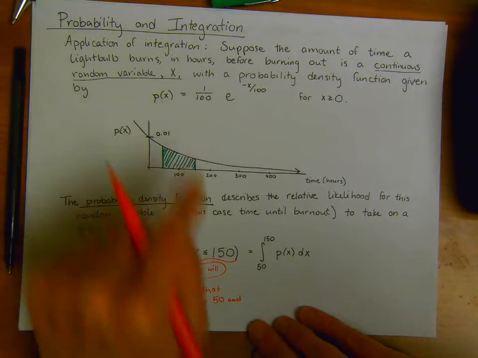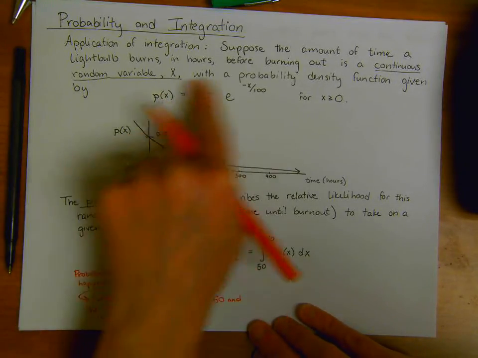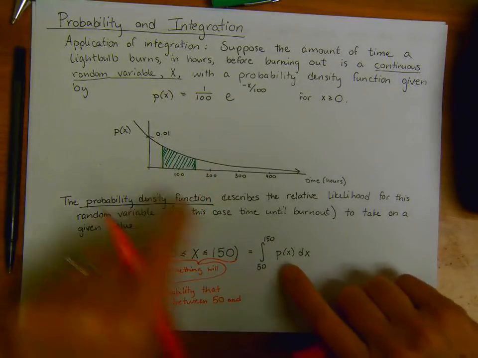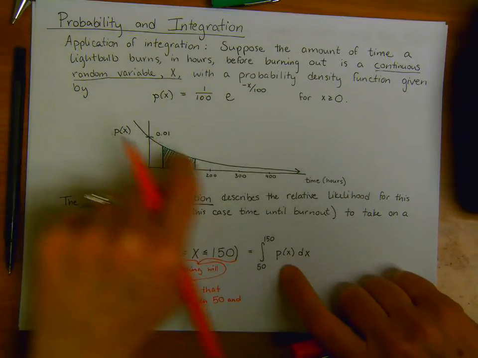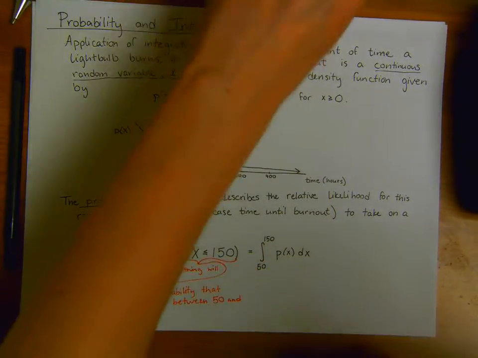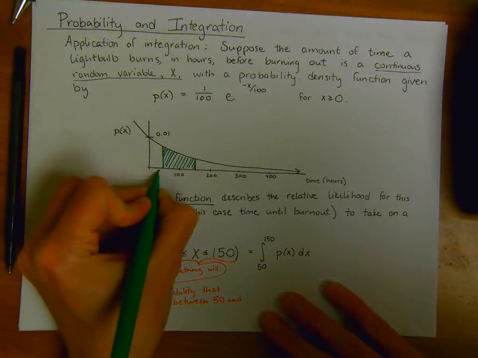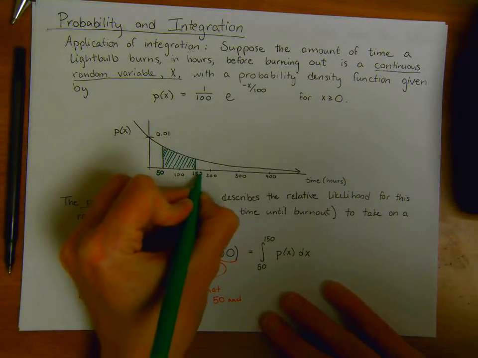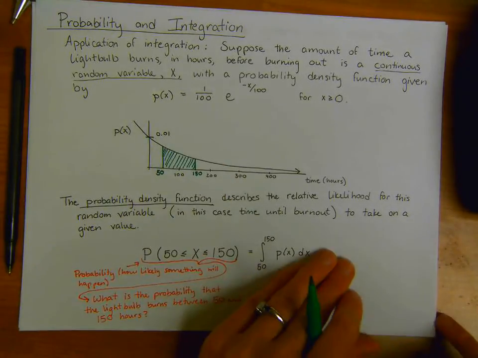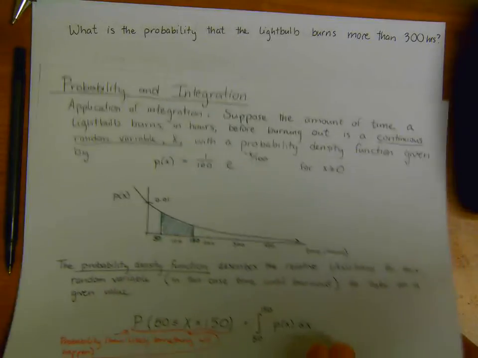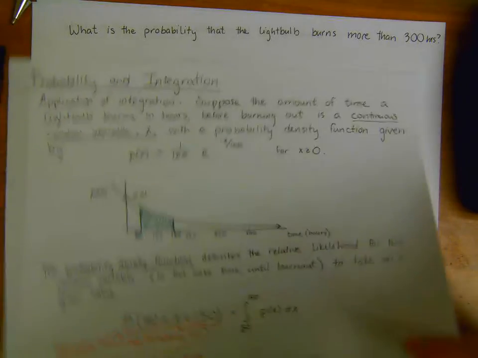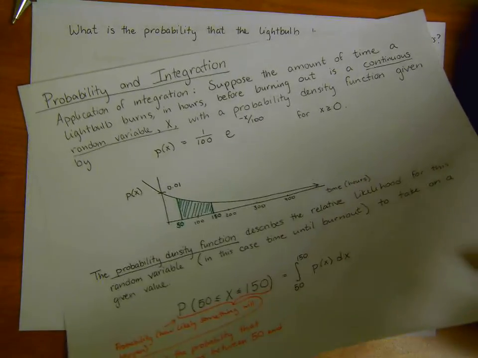And the connection that we're making is that this probability density function is the way that we can measure that probability. If I find the area under my probability density function, so I'm integrating from, in this case, 50 to 150, that gives me a measure of how likely it is that my light bulb will burn out within those hours. So let's go ahead and compute that integration. I need a blank sheet of paper for that.